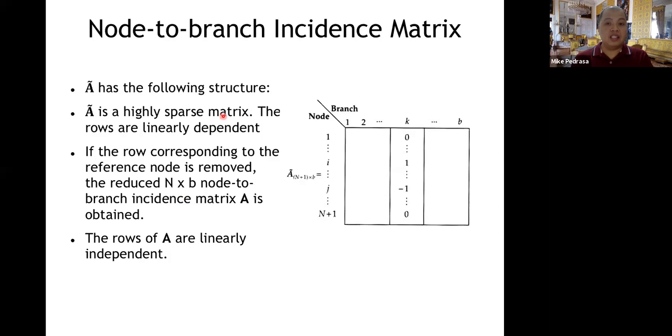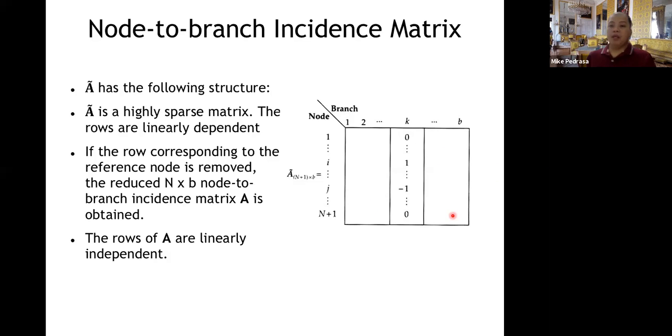The node to branch incidence matrix has the following structure. Here, these are the branch numbers. Take note, our graph has B branches. So the first column will correspond to branch number 1, the second column branch number 2, this is branch number K, and that's branch B. And then the rows correspond to nodes. So the first row is node 1, node 2, node I, node J, and node n plus 1.